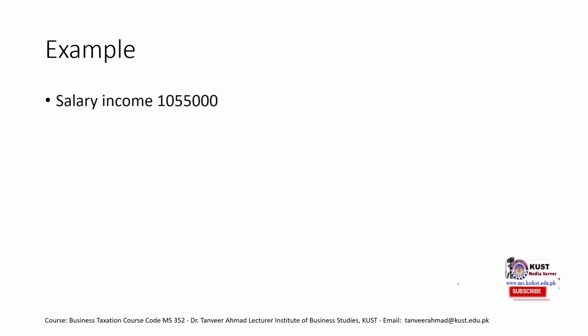Let's move to the second question. Salary income is 10,55,000. Dividend income is 15,000.